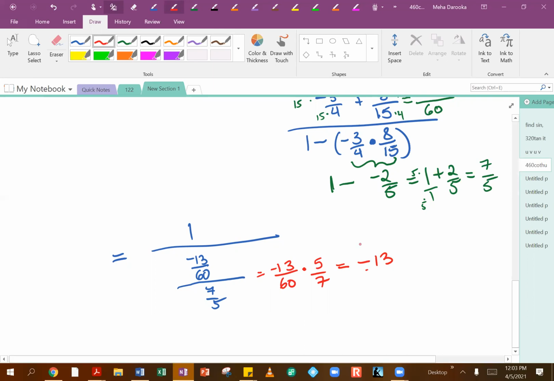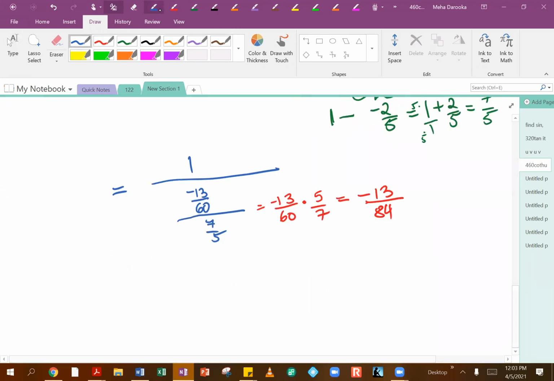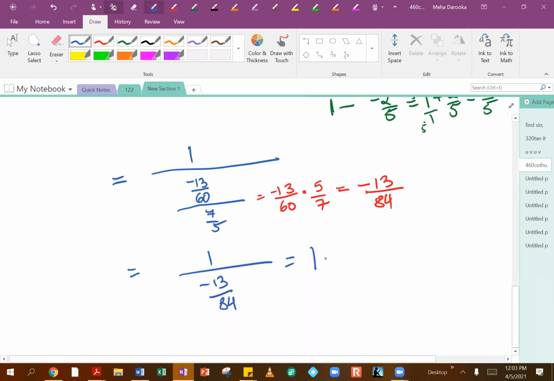But I believe this comes out to be negative 13 over 84 if you just clean up your denominator. So at that point, you are looking at 1 divided by negative 13 over 84. So same thing happens over here. You're doing 1 times, and then you invert this fraction. So 1 times 84 over negative 13, which ends up giving you negative 84 over 13.